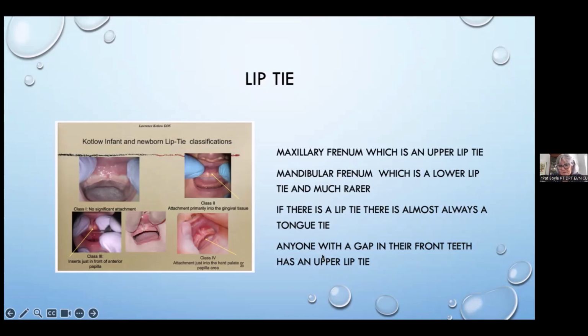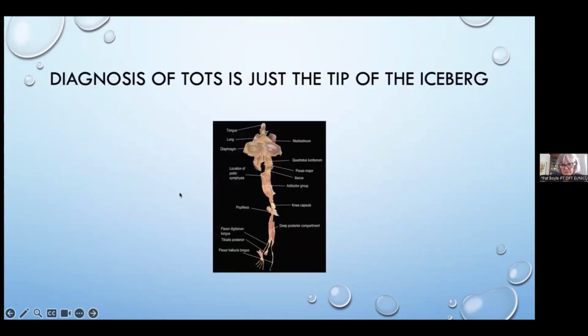Anyone with a gap in their front teeth has had an upper lip tie. And the interesting thing about upper lip ties is pediatricians years ago would say, oh, they'll fall eventually and they'll rip it out. And some kids do. I've had people talk about that.